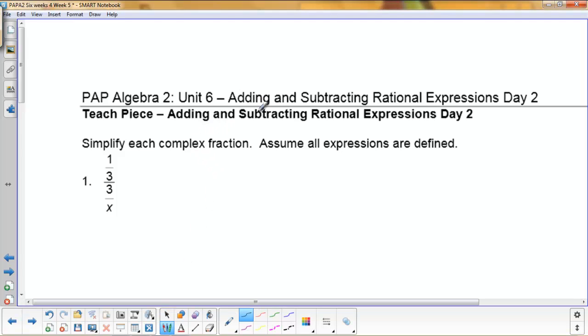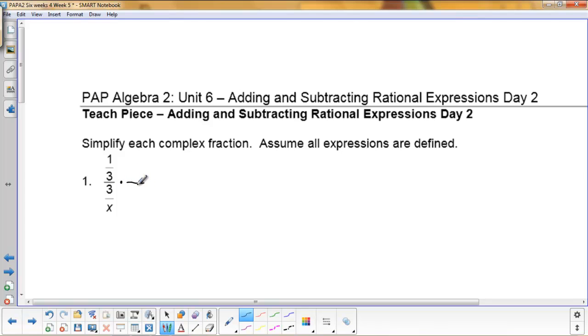Adding and subtracting rationals, day 2. What we're going to do here is solve these complex fractions by clearing the denominator, using the common denominator of each fraction in the numerator and the denominator.